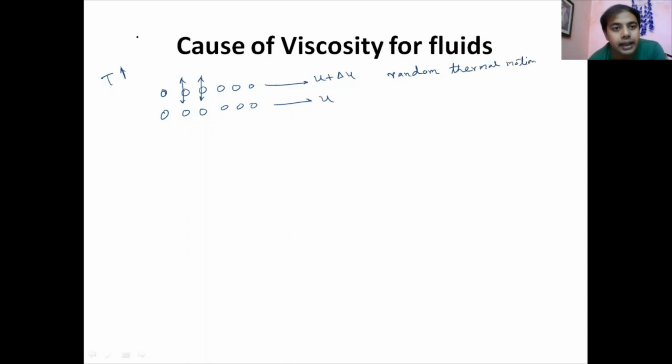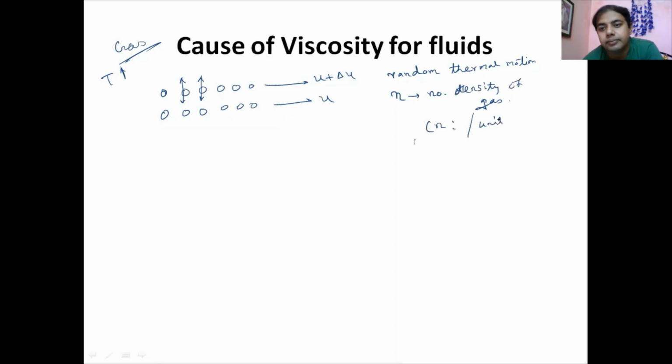I'm talking about the gas, not liquid here. So what will happen? Let us take N as the number density of gas. That means per unit volume, N number of molecules is present.